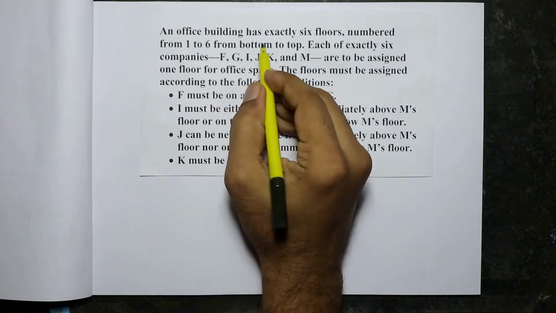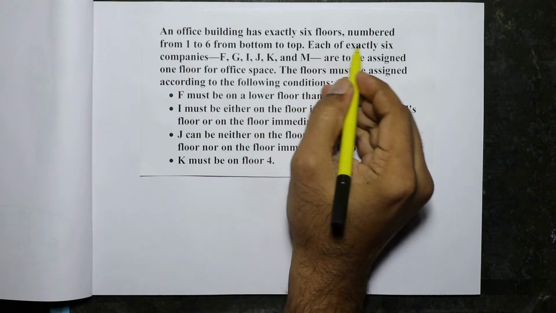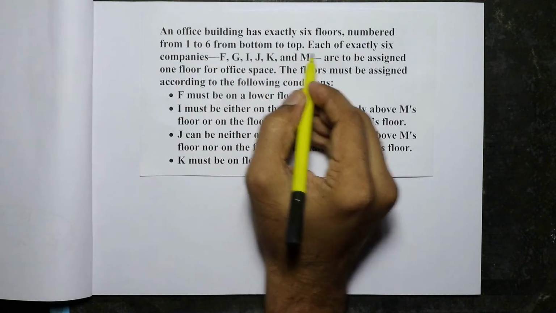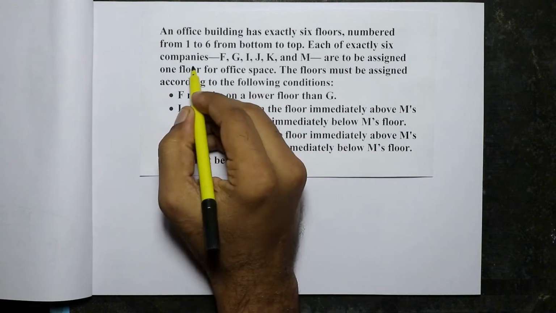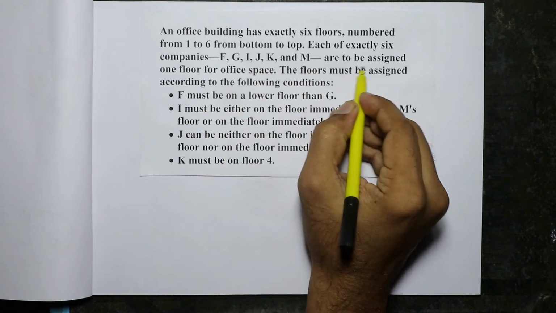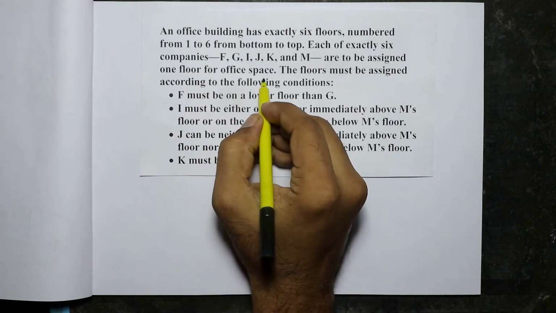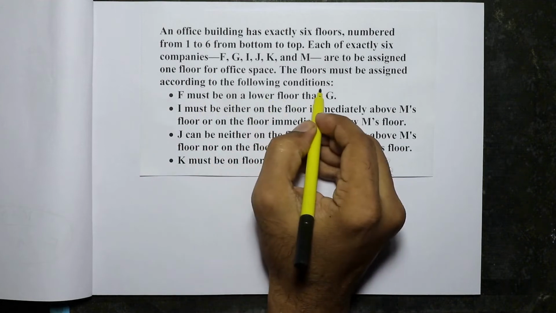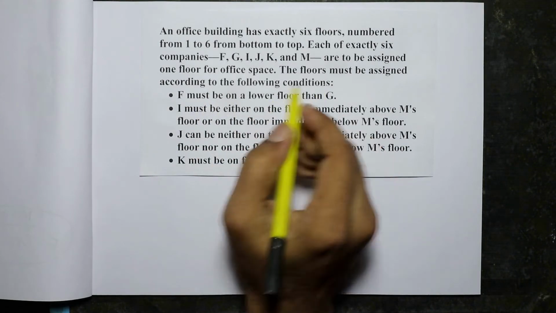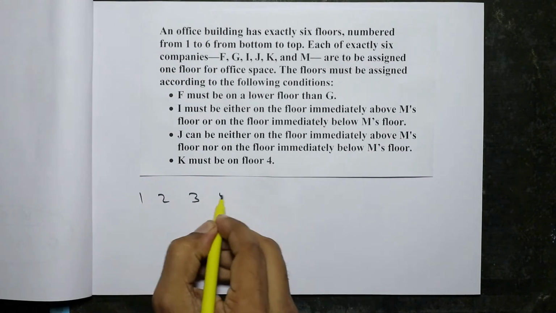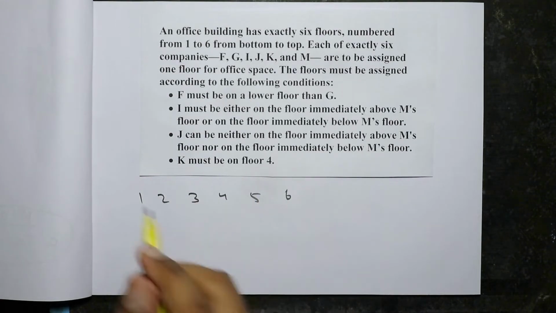An office building has exactly 6 floors, numbered from 1 to 6 from bottom to top. Each of exactly 6 companies F, G, I, J, K and M are to be assigned one floor for office space. The floors must be assigned according to the following conditions. So 6 floors are there. I'll mark them like this: 1, 2, 3, 4, 5 and 6.